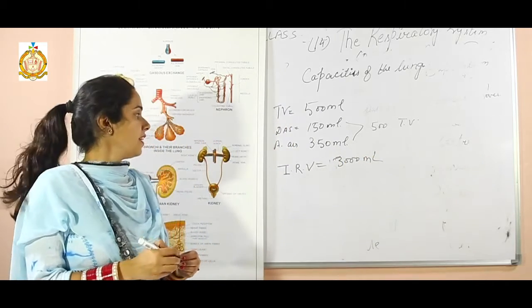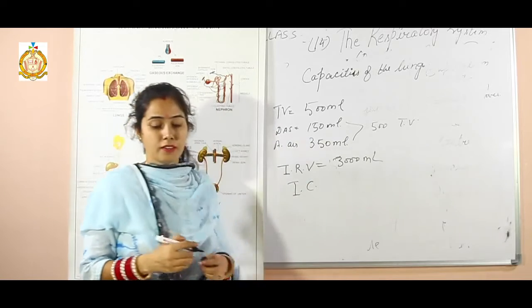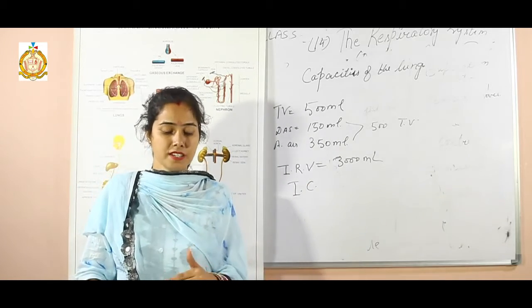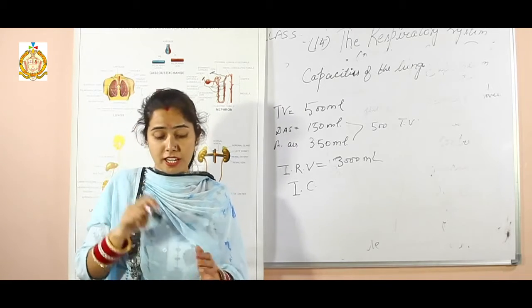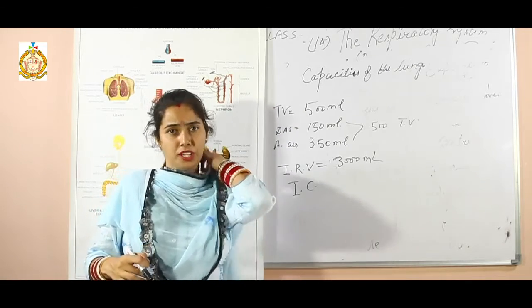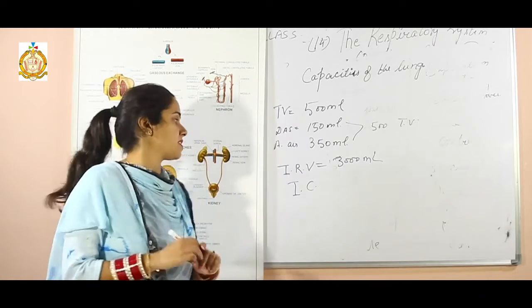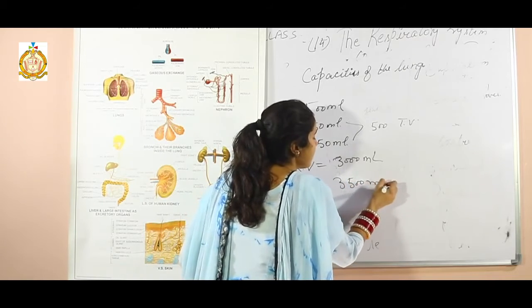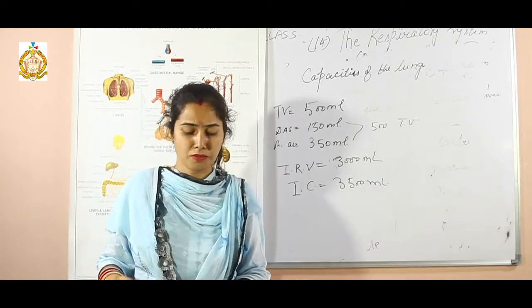Now the next one is inspiratory capacity. What is inspiratory capacity? It is the total volume of air a person can breathe in after a normal expiration, and the value is 3500 ml.